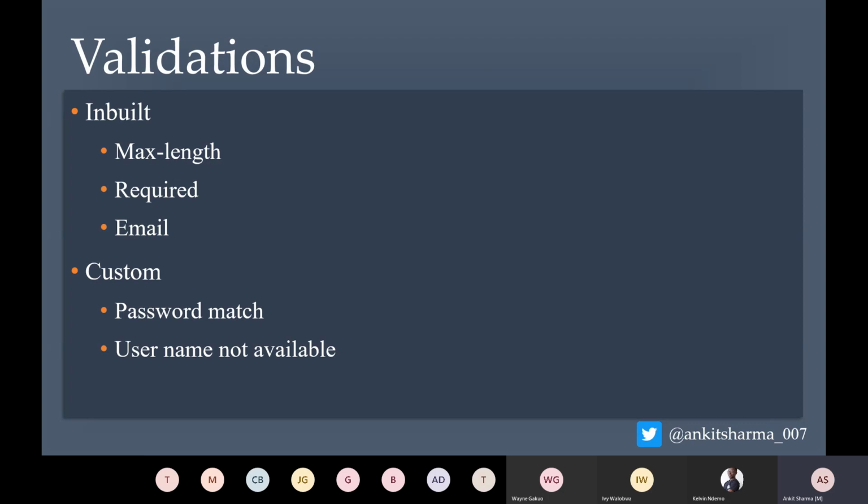So in Angular, we have two kinds of validation. First is inbuilt validation, which has properties like max length, required, email, pattern validators, and so on. These inbuilt validators are provided by Angular. For example, if I want a user to fill 6 characters or 10 characters in a field, I can restrict the user using the max length property.